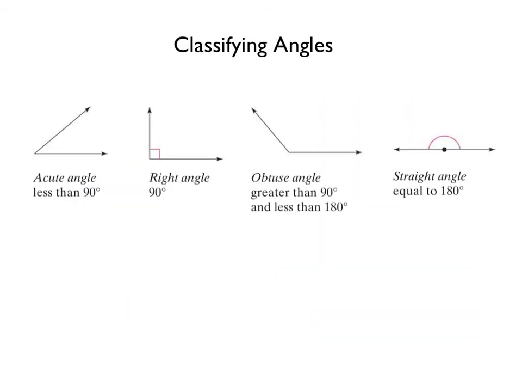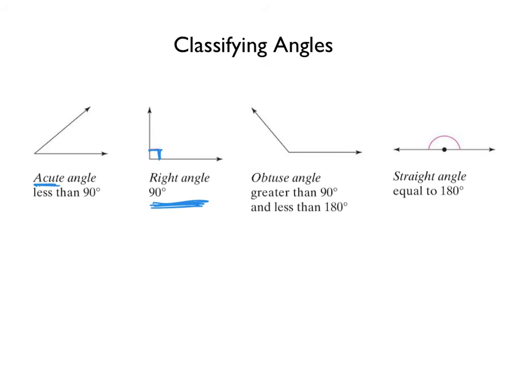When looking at angles, we often need to classify angles. We have a couple key terms that we're going to use. 90 degrees, this one right here, is our right angle. This is what forms that perfect L. Usually a 90-degree angle is indicated with a little square in the corner to show us that we have a 90-degree angle.